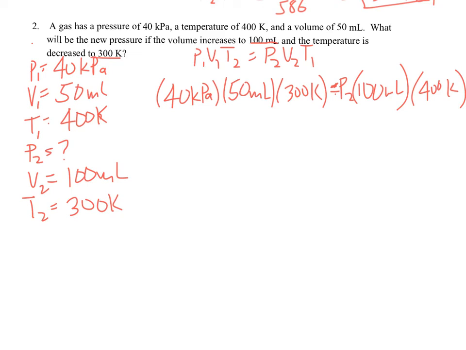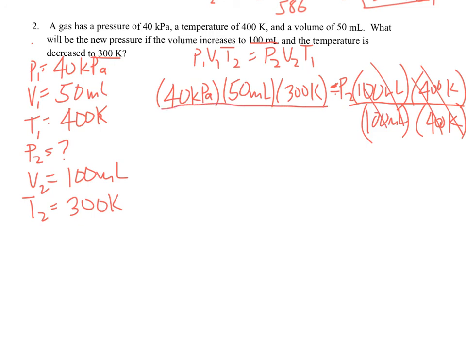So now we're just going to solve for the P2. So what I'm going to do is take this side and divide it by 100 milliliters and 400 K, to get the P2 by itself. Whatever I do to that side, I'm going to do to the other side. So now I've got my 100 milliliters and my 400 K. Units cancel. Units cancel. I'm left with kPa, which is what I need for pressure.